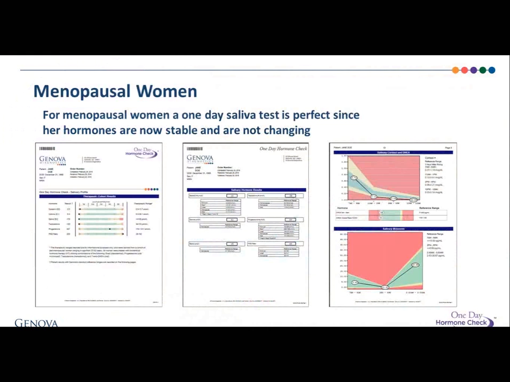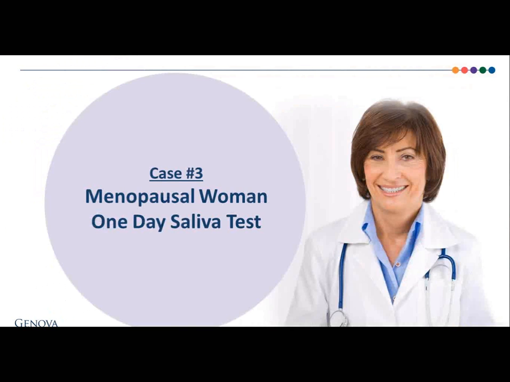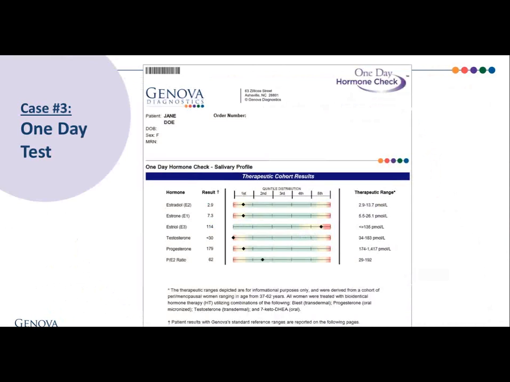So let's look more at the menopausal woman, and we'll see how she is going to look. Okay, so case number 3, menopausal woman, 1-day saliva test. Love to do this. Here on this 1-day test, the patient's estradiol is low, estrone is low, estriol is higher. When we prescribe the estrogen, we don't give E1 estrone. We do give E2 estradiol and E3 estriol.